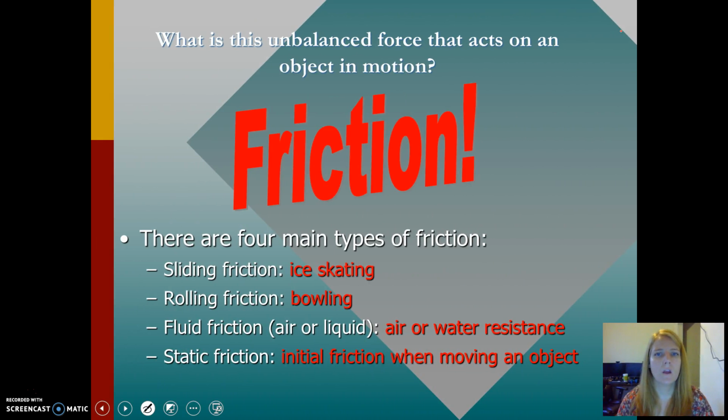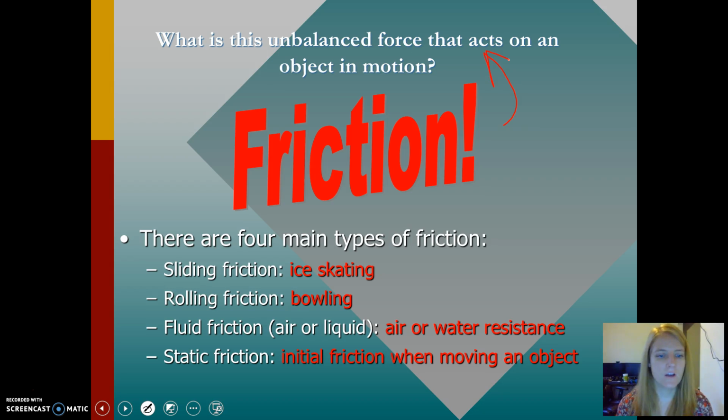Okay, so what is it that causes motion to stop here on Earth? So if I push my rolly chair, eventually it's going to stop. Why? Because of friction, right? We said that an object in motion will stay in motion, and an object at rest will stay at rest unless acted upon by an unbalanced force, an unchecked force. What is that unchecked force? It is friction. Okay, so friction, you can say, is the unbalanced force that acts on an object in motion.